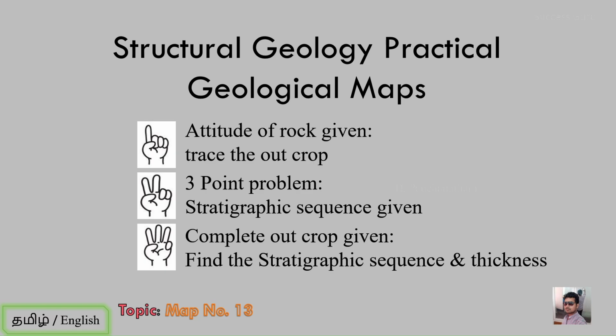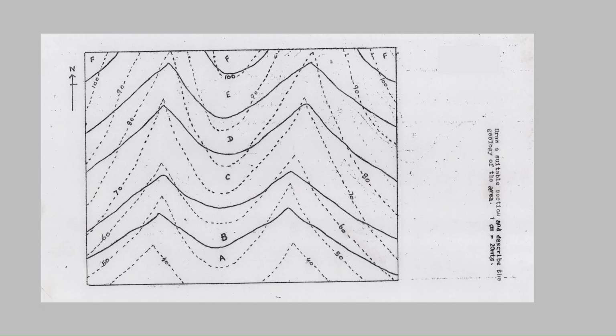So this is map number 13, and in the question they have given: draw the suitable section and describe the geology of the area. The scale is 1 centimeter equal to 20 meters, and here is the outcrop of, say, A, B, C, D, E and F. So there are actually 6 beds, right? A, B, C, D, E, F, 6 beds are there.